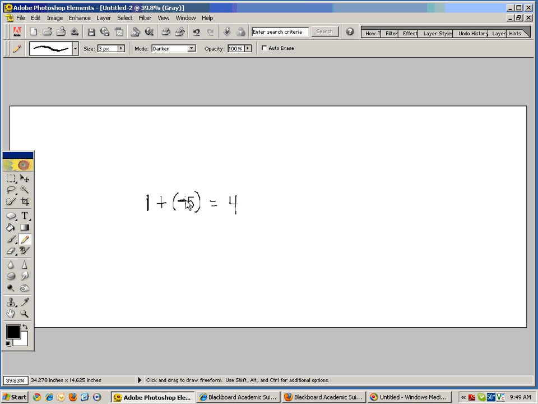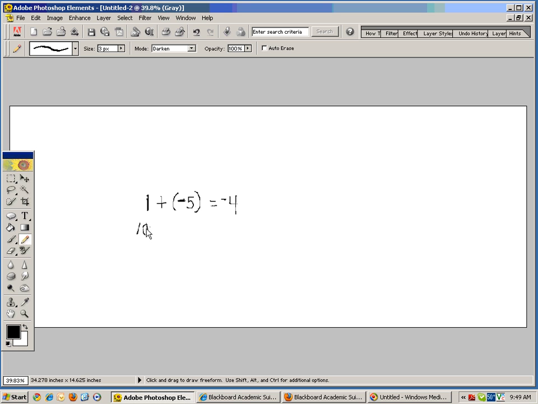And take the sign of the larger number. Here the larger number, the one that's farthest away from 0, is negative 5. So our answer to this problem is negative 4. And you can think of it in terms of money. If you have $1 and you owe somebody, that's the negative. If you owe somebody $5, then you're what? $4 in the hole. You're $4 in the red. So you're at negative 4. Let's try another one here.